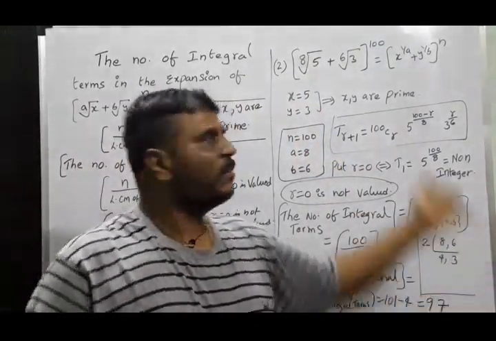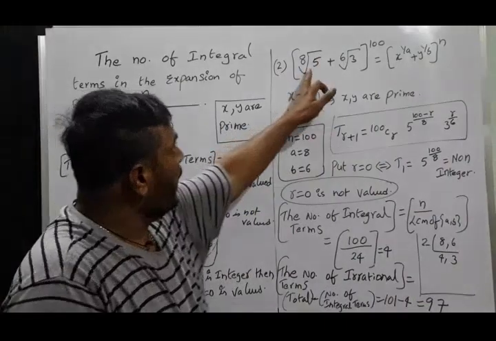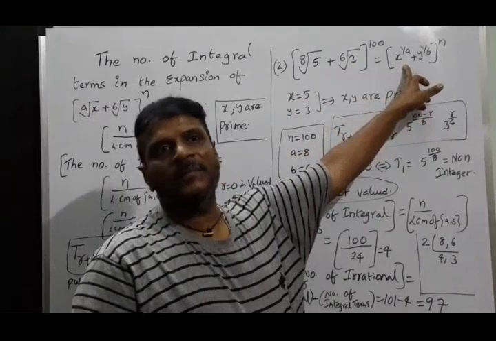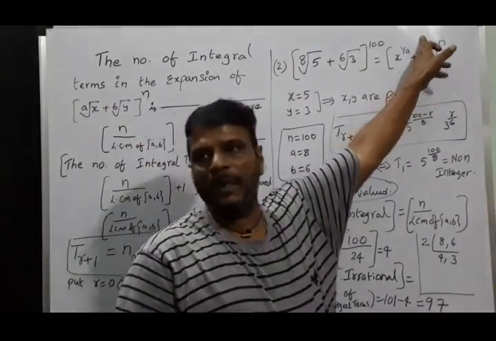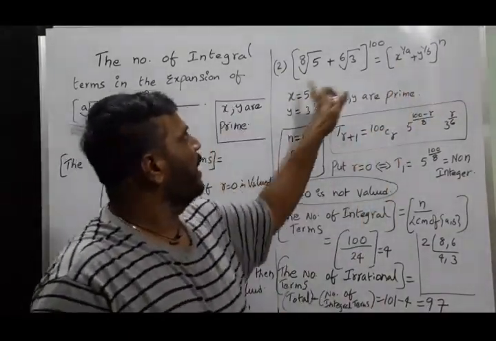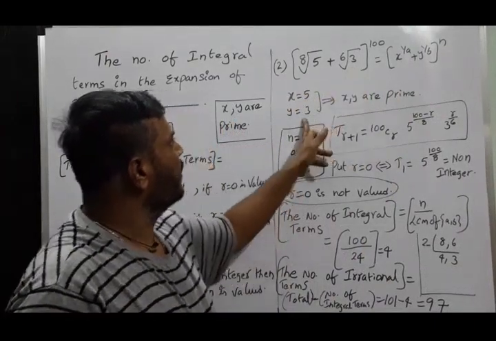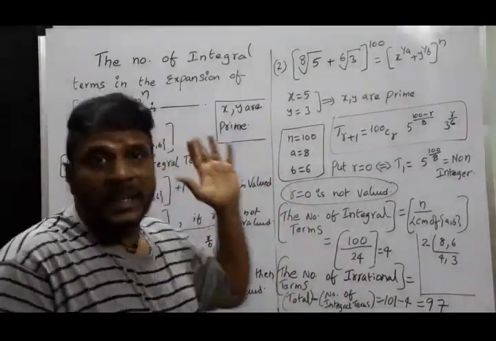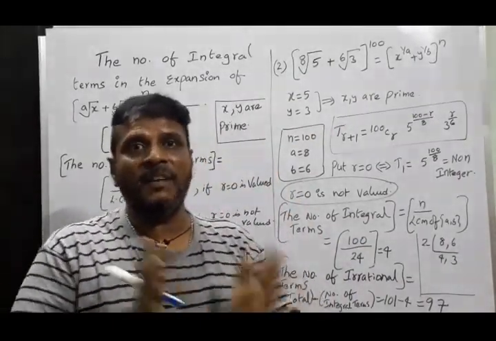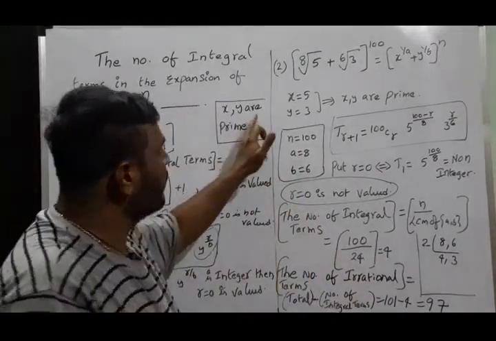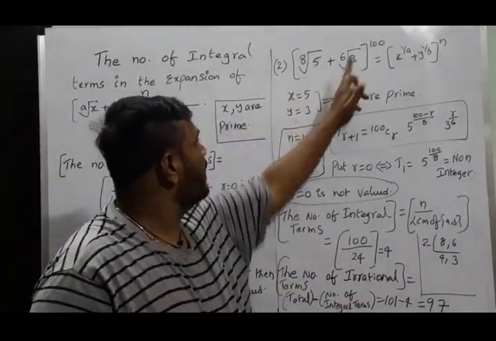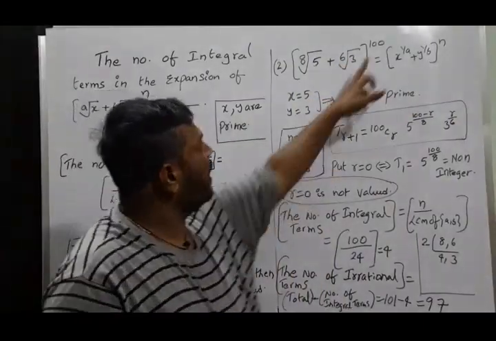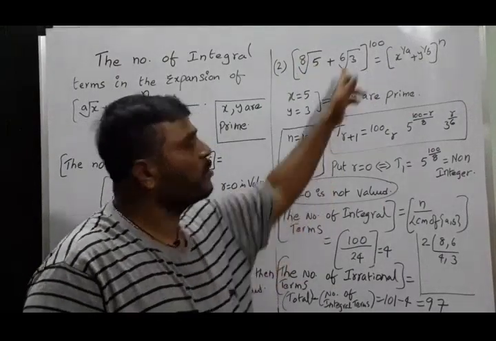That's it. Once again I am explaining. 8th root 5 plus 6th root 3, whole power 100. This is of the form x power 1 by a plus y power 1 by b, whole power n. Here x is equal to 5, y is equal to 3. Our formula is applied only whenever x and y are prime numbers. Remember that. Here x is 5, y is 3. Both are prime numbers, so you can apply the formula. N is equal to 100, a is equal to 8, b is equal to 6.